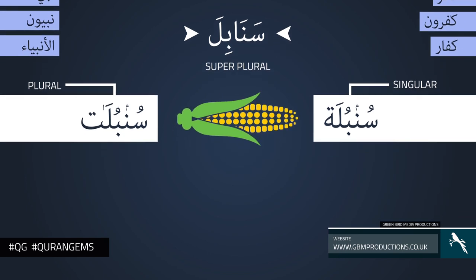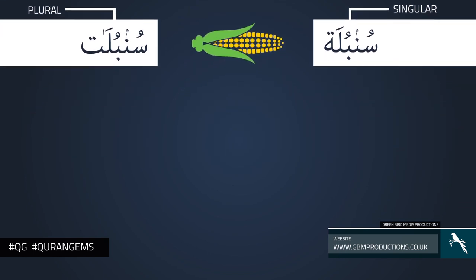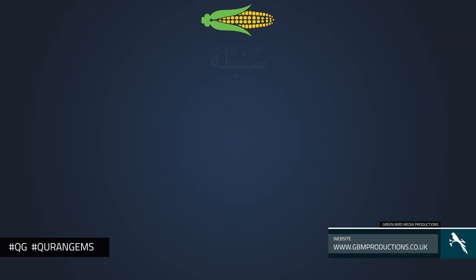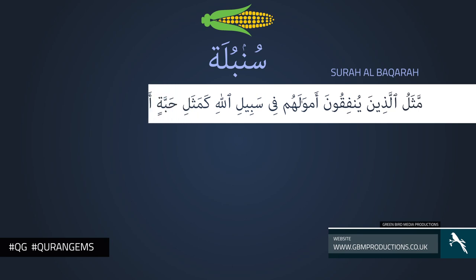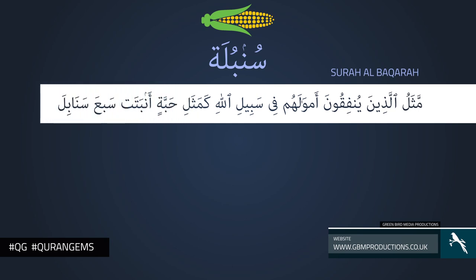In Surah Al-Baqarah, Allah Azza wa Jal mentions the ear of grain, sumbula, but He mentions the plural. He says, مَثَلُ الَّذِينَ يُنْفِقُونَ أَمْوَالَهُمْ فِي سَبِيلِ اللَّهِ كَمَثَلِ حَبَّةٍ أَنْبَتَتْ سَبْعَ سَنَابِلَ. Is that the regular plural or the super plural? That's the super plural.